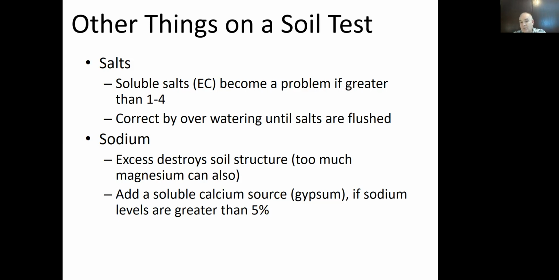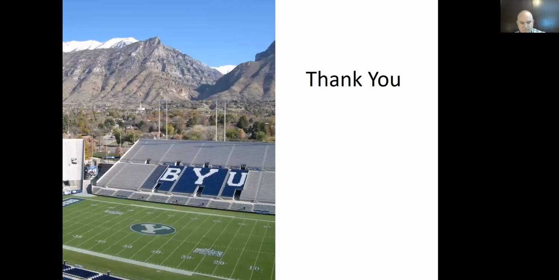And if we do, we need to apply a soluble calcium source, such as gypsum, in order to raise the calcium to sodium ratio. We don't add limestone, by the way, because that's not a soluble calcium source. It does contain calcium, but it's not soluble at the pHs where we usually have these sodium problems in the alkaline soils. So anyway, we do watch those things. I'll show you a quick example of that now.